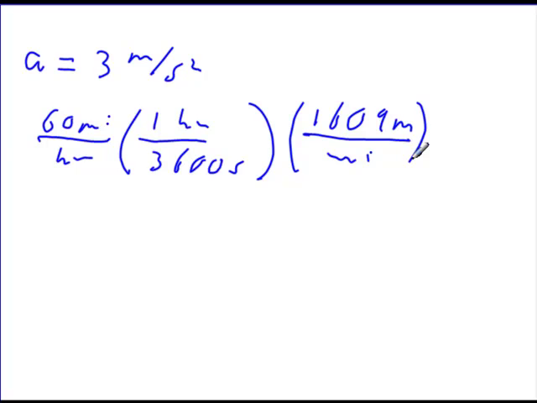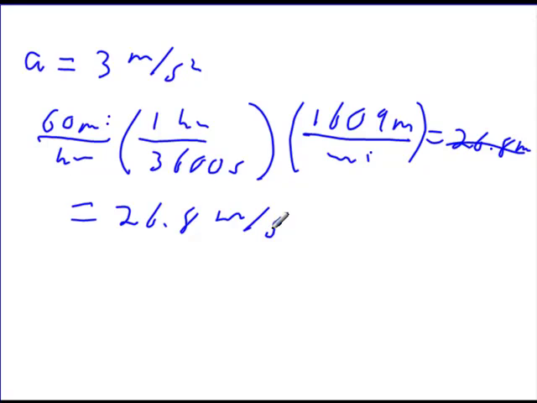So we have 60 times 1,609 divided by 3,600, and that gives me 26.8 meters per second. Run out of space. 26.8 meters per second. So, let's catalog everything we know.